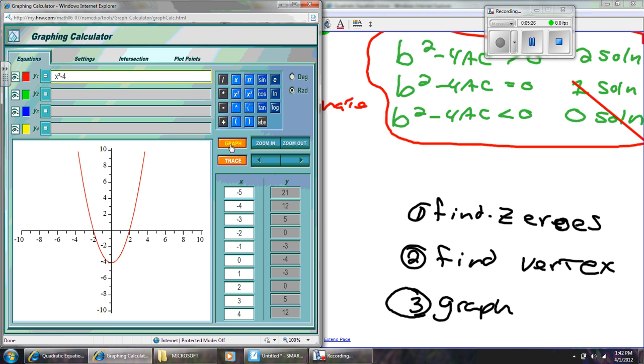And there it is. Now I'm going to do the vertex and the zeros and all that by hand, but you've got this wonderful online tool at your disposal. If you can't afford a graphing calculator, here's one for you.